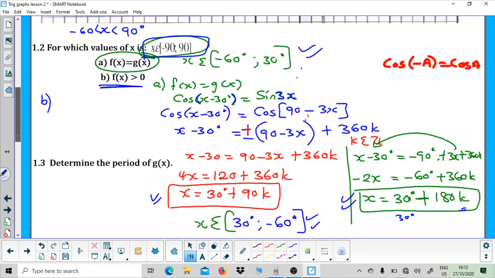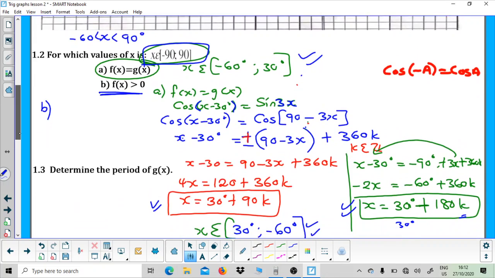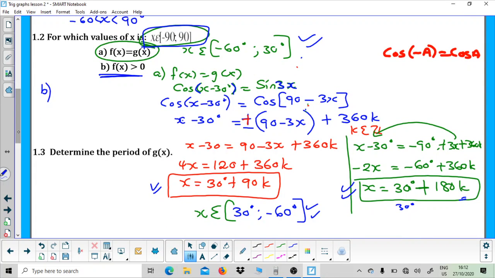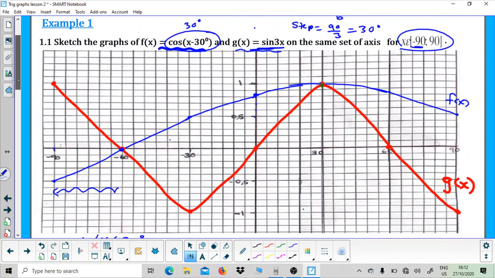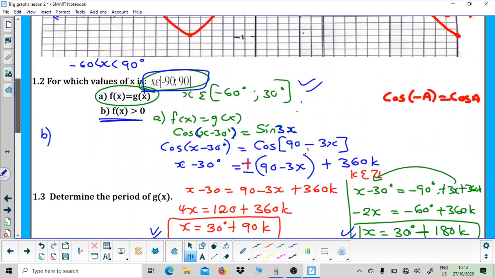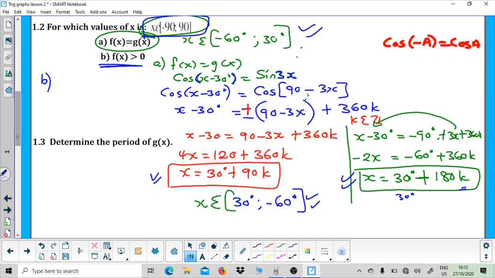Oh, actually there is question 1.3. We don't want to leave it out, where we are asked for the period of g. Do you still remember what g was? Let me show you. It was sine 3x. How many of us have got a good memory from our lesson 1? If you have g of x equal to sine 3x, you remember how to get the period. For these ones, you say 360 divided by b, where b is the coefficient of the angle. So you say 360 divided by 3, which is 120. So the period of that function must be 120 degrees.